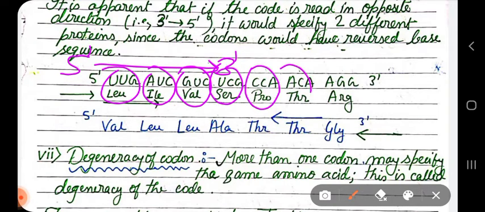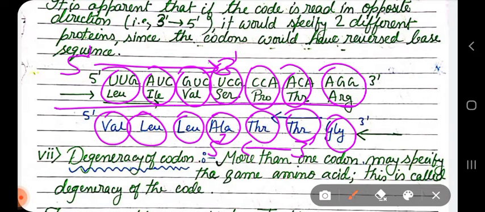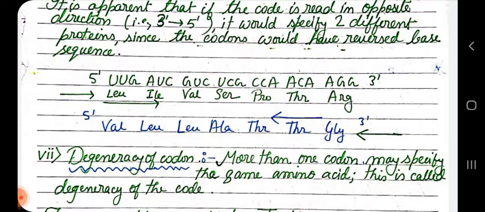But if the codons are read in the opposite direction, suppose from 3 prime to 5 prime direction, then what will happen? A different amino acid sequence will be formed because the codons are now oriented in the reverse orientation. This is the point, that codons have a polarity.